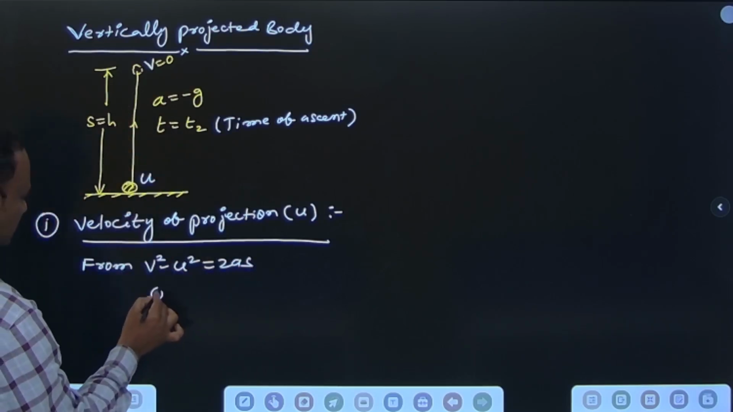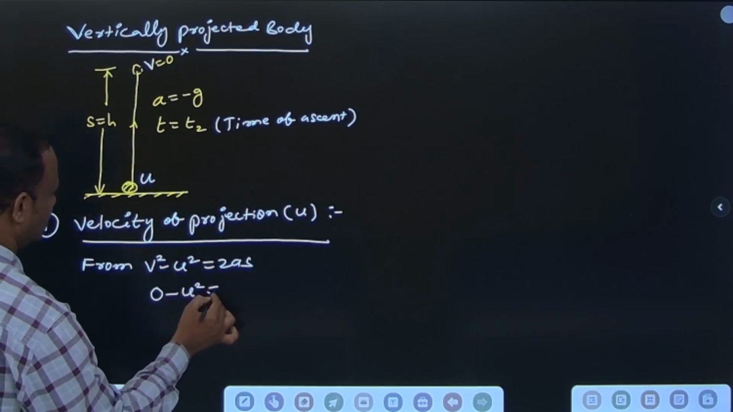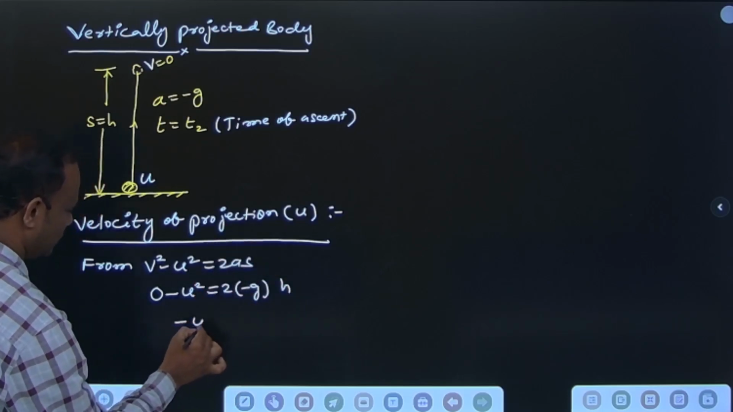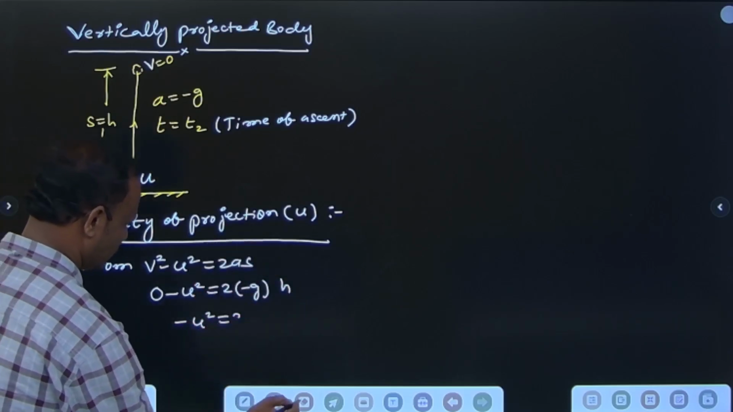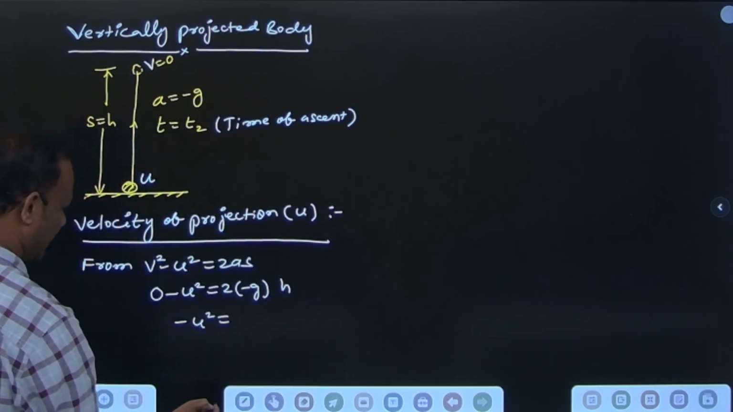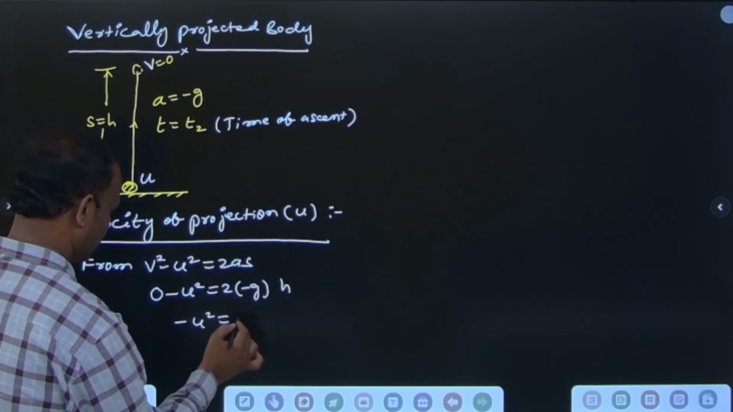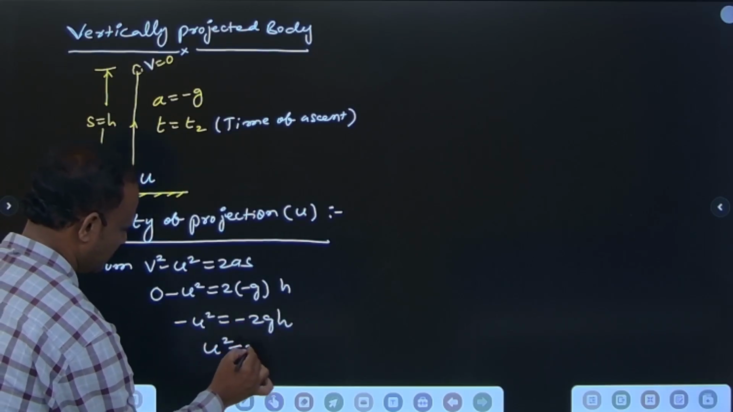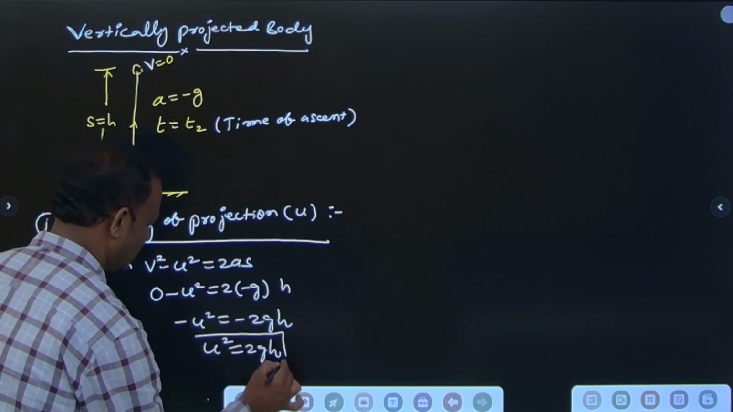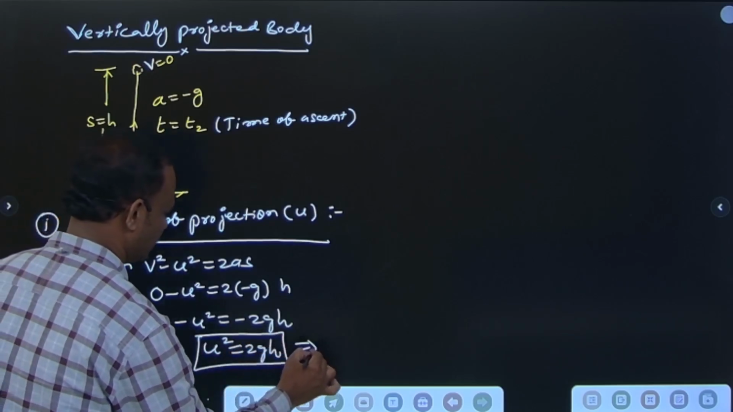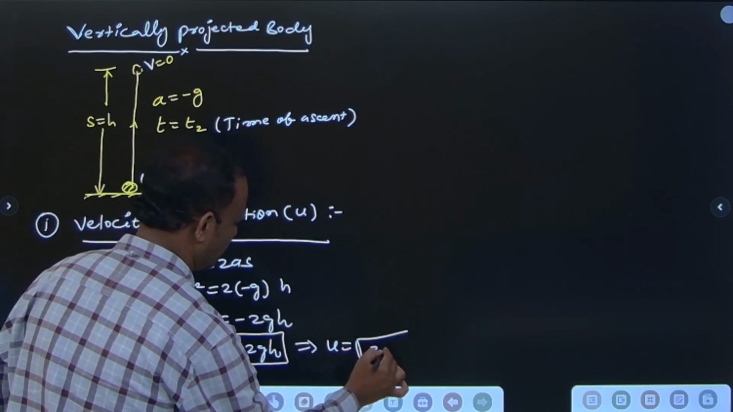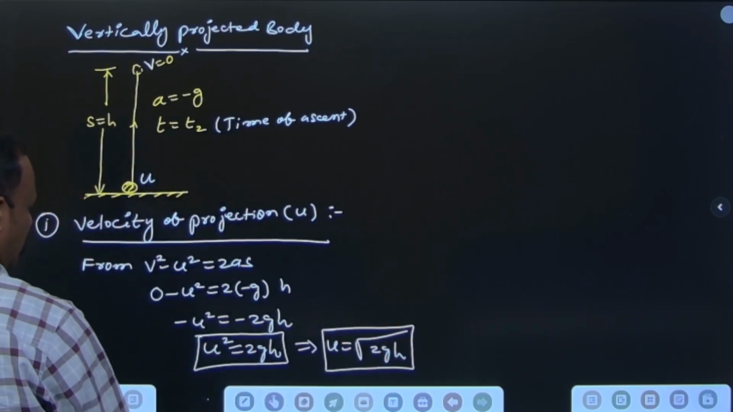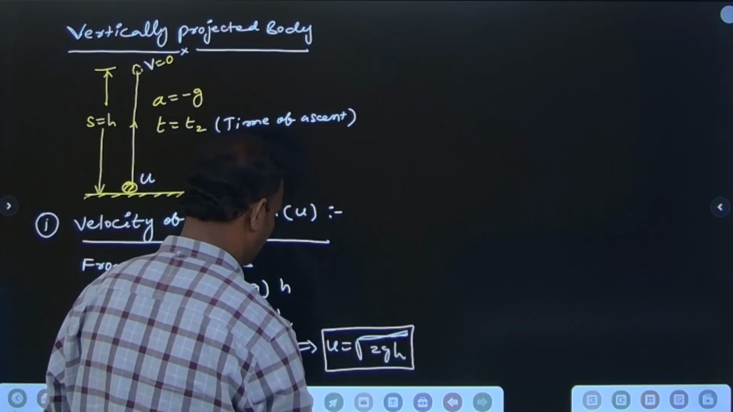What is v? 0. What is u? U only. a is minus g, and s is H. So minus u square is equal to minus 2gh. Minus minus cancel, so u square is equal to 2gh, and u is equal to under root of 2gh. This is the velocity of projection.